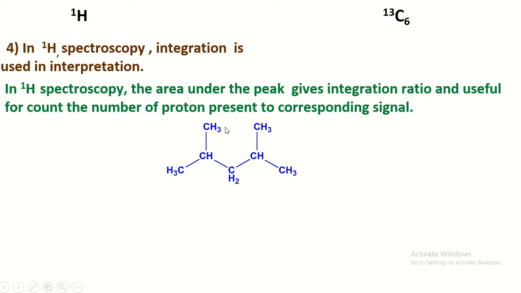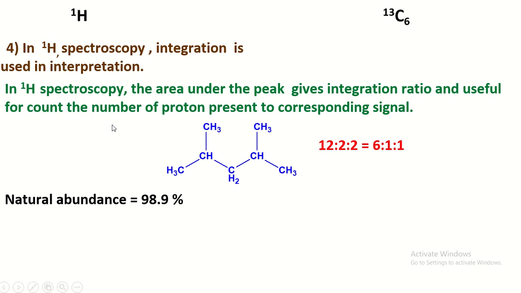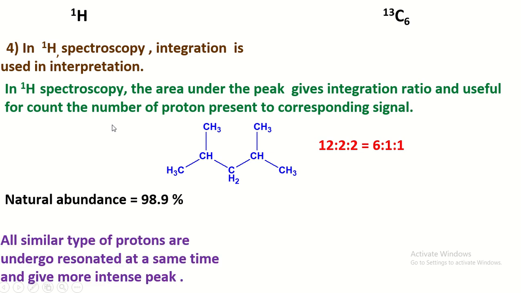How many protons are present? There are 12 protons. Therefore, the integration ratio is 6:6:... 2:2:... That is, the integration ratio is 6H, 6H, 1H, 1H. Therefore, this ratio is useful to determine how many protons are present in the corresponding signal. Hence, the integration ratio is observed because all hydrogens resonate simultaneously and give a more intense peak.